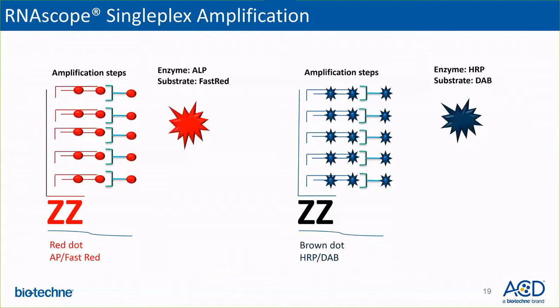In this slide, the diagrams here depict the singleplex amplification system. Pictured here is the amplification tree, which is then tethered by an enzyme. To the left is the depiction of the red assay, which utilizes alkaline phosphatase and can then be visualized by a fast red chromogen. Likewise, for the brown assay shown on the right, the assay utilizes HRP and is visualized by DAB chromogen.